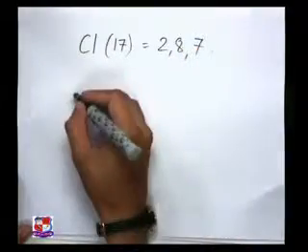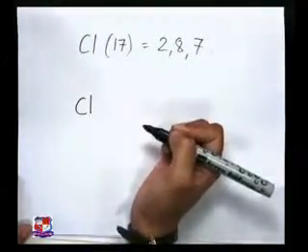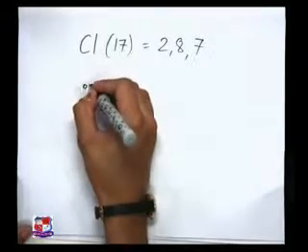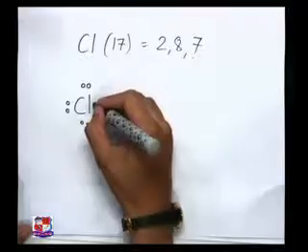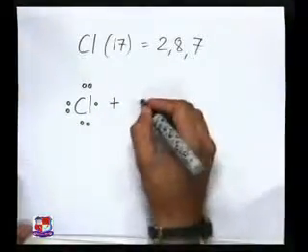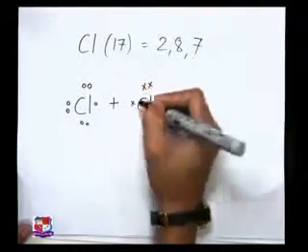Now I can do one thing. I am discussing Cl2 molecule formation. So I have 7 electrons in the outermost orbit, so I can write it like this. I have another chlorine. To distinguish it, I will put the electrons as crosses. I can write 7 electrons like this.